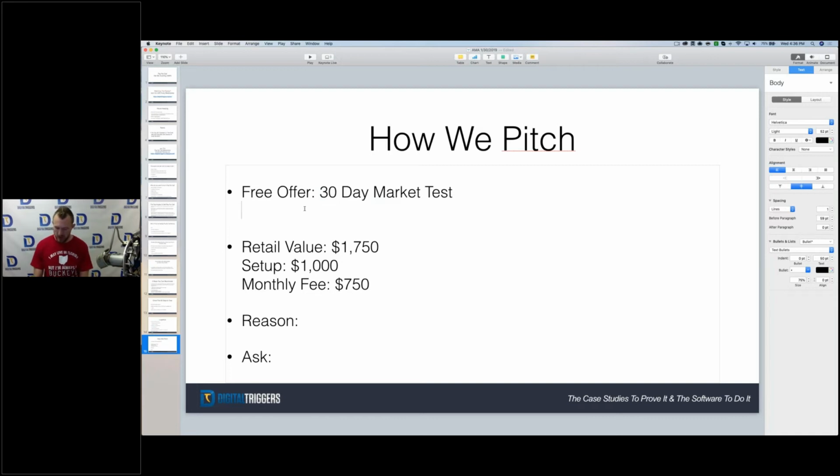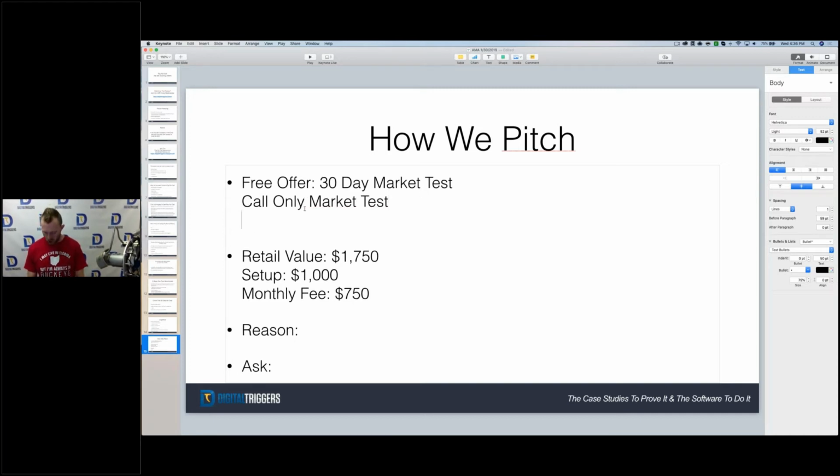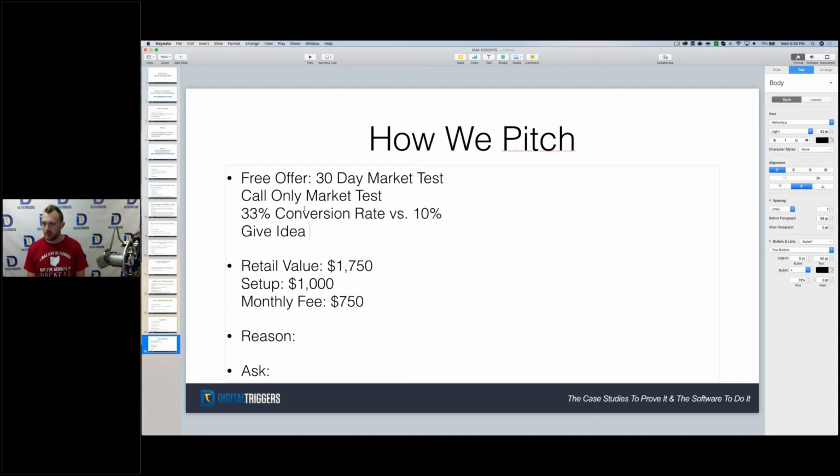So we're going to do a call only market test. The advantages of call only, I talked to you guys about: 33% conversion rate versus 10%. Give the prospect some ideas on what that means on cost per lead. Retail value, setup is this, monthly fee is this.